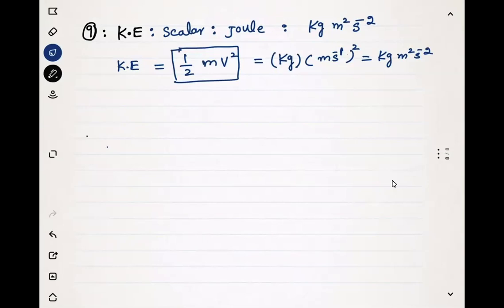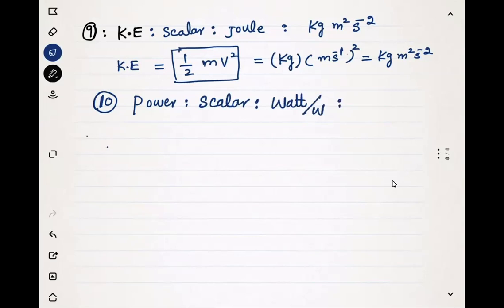Now from quantity number 12 to 15, all the quantities are about deformation. So deforming a wire or some object, compressing an object, or stretching an object. Right now we are on number 10. Number 10 is power. Power is a scalar. Its unit is watt, represented by W. And for its base unit, we'll go with derivation.